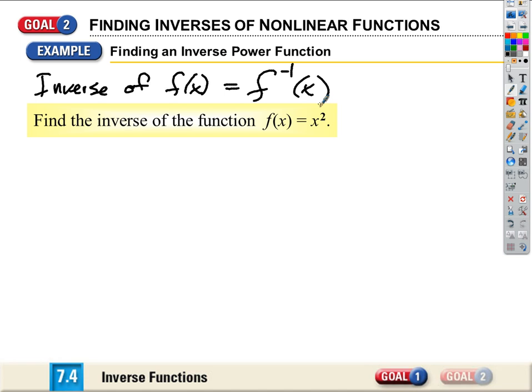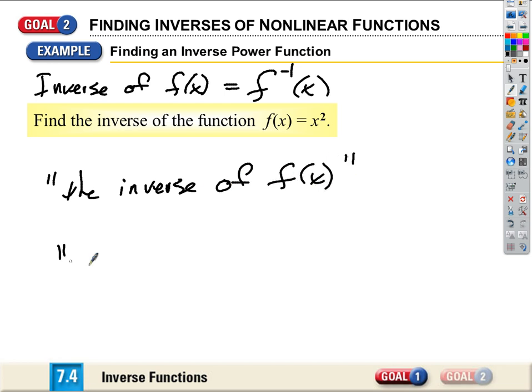It means, and we do this a lot in math, we kind of recycle our symbols, but you just got to think of the context. We're not talking about flipping something. We're talking about literally switching x and y and solving for y. The way we would say that is the inverse of f of x, or the other way we could say it is f inverse. Okay? Either way.